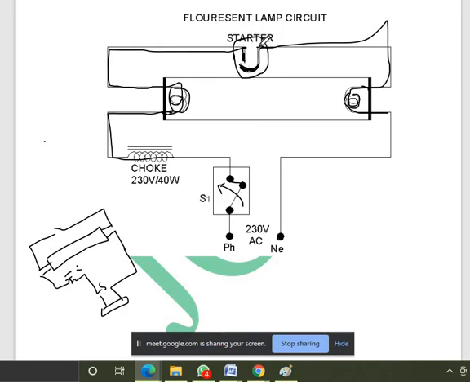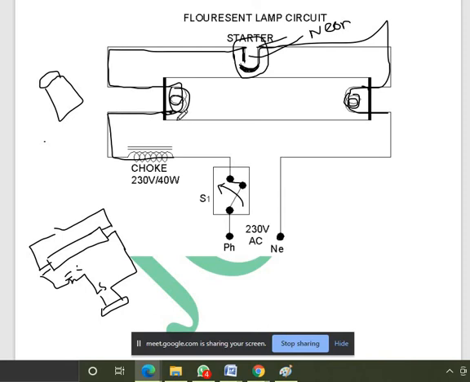The starter's outer case is plastic, but internally it has a glass tube. That glass tube has the metallic strip, and inside the glass there is neon gas. Neon gas is filled in the starter.